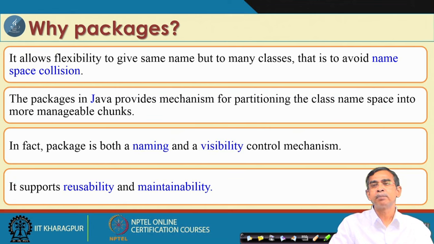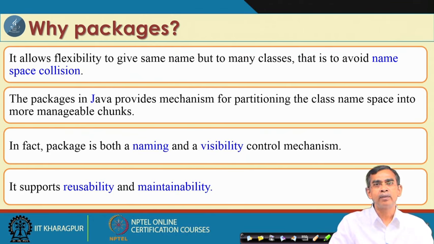Suppose your package is graphics, you can give a class the name A. Another package, whose team is working on something else, should not be restricted from giving the same name; they can give the same name to their class. It is like the name of your son, the same name can be given by other parents to their son. So, if you want to avoid namespace collision, then definitely the concept of package should be allowed.